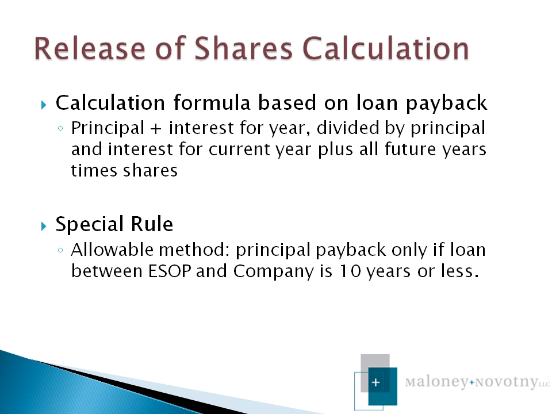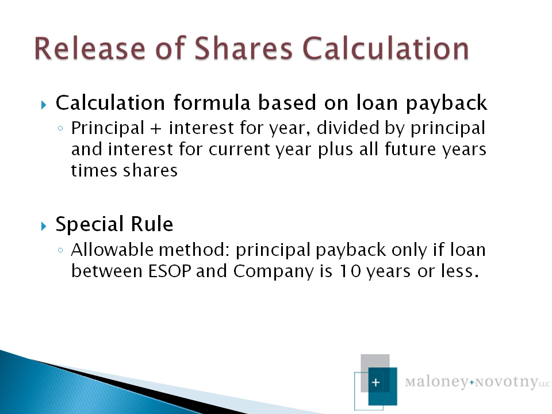Okay. So looking at the shares that are released and the calculation applied to that, typically under the regs you take principal and interest paid for the year, and you create a ratio and divide that by the principal and interest for the current year plus all future years. Once that ratio is created, you multiply that times the shares that are unallocated, and that's traditionally how your shares released are calculated. If, like we said, the inside loan between the ESOP and the company is 10 years or less, you can actually use a principal-only method, so you're not taking interest into account.